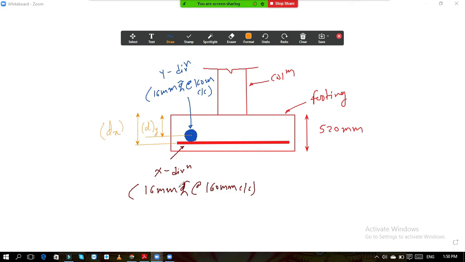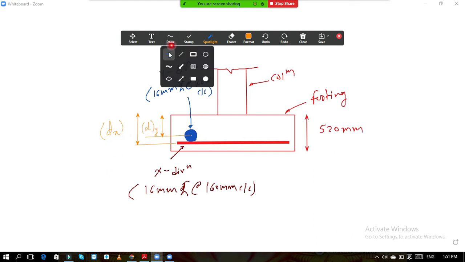And why is this? Because after placing the bar parallel to the X, we are placing the bar parallel to the Y. This is in elevation. Already about 5 minutes before, I have drawn that plan. In plan I told you, first we will lay down the bars in X direction, above that we will lay down the bars in Y direction. So that is why there is a difference in the effective depth in X direction and effective depth in Y direction.